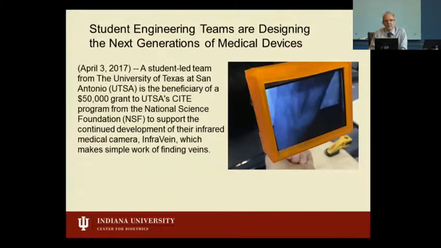So here's an example from the University of Texas at San Antonio. The student team is developing a vein finder technology. I don't know this team specifically, but they received grant funding, obviously from NSF, and they had to put together a proposal. There's going to be a requirement for them to publish and present, and certainly even to get to this stage, they've probably presented at some regional or national level competitions. I don't know this particular system, but it's very likely that their testing of the technology was on other students or even on themselves.